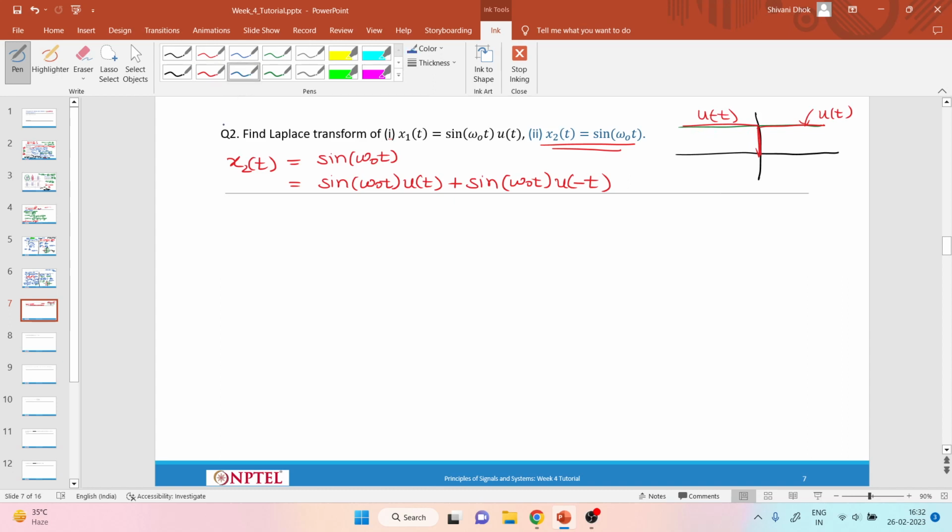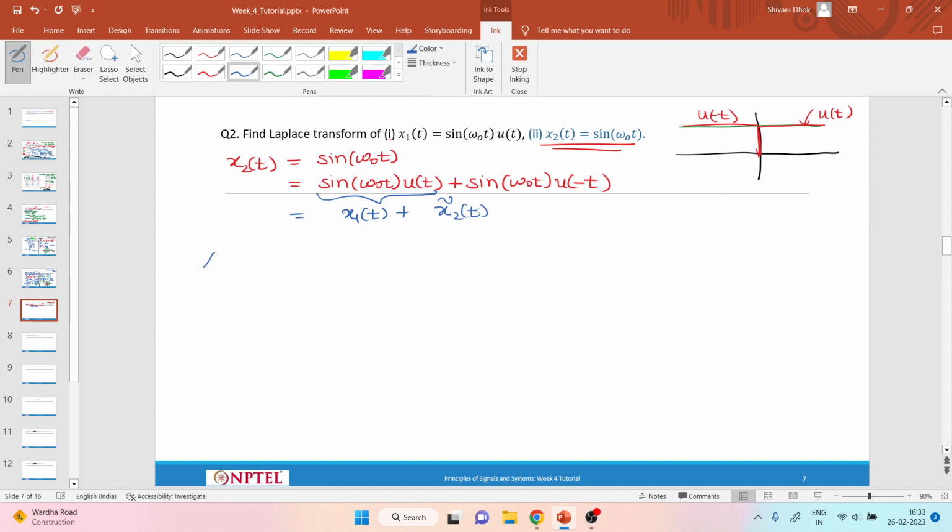Okay. So now if I consider this part, this is simply our x1 of t. So this I can write as x1 of t plus x2 tilde of t. Now we have already found x1 of t, and the Laplace transform of this we have found in the previous part. Now let us just focus on this x2 of t.